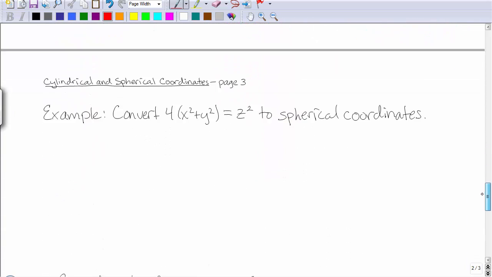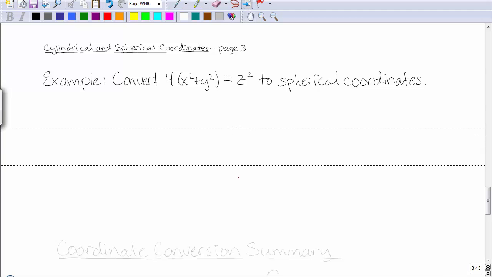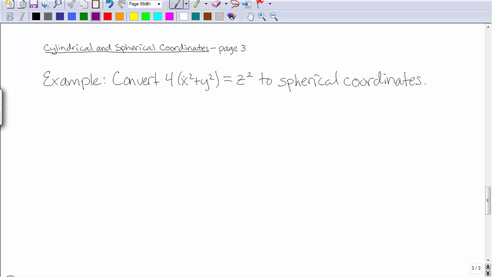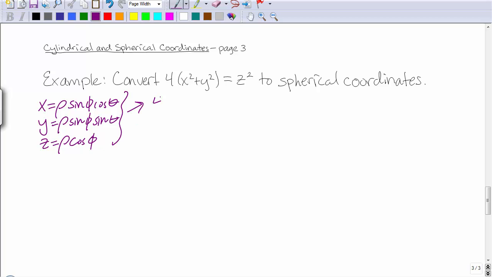Now let's take a look at what happens if we want to convert an equation to spherical coordinates. So here I have 4 times the quantity x squared plus y squared equals z squared. Let's substitute in our conversions. x equals rho sine phi cosine theta, y equals rho sine phi sine theta, and z equals rho cosine phi. If we substitute that in, we get 4 times the quantity rho squared sine squared phi cosine squared theta plus rho squared sine squared phi sine squared theta equals rho squared cosine squared phi.